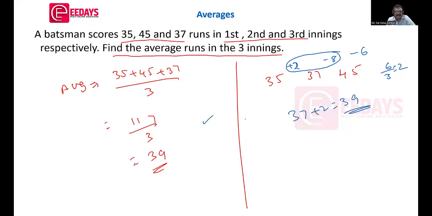The first one is simple, the second one is also simple. But suppose the numbers are complicated, suppose 67, 89 and 78. These types of numbers, better to go through this method. Just write all the numbers in ascending order and take the differences. This is plus 2 minus 8, or minus 2 plus 8, whatever it is, the difference is equal to 6. That 6 on 3 numbers, so 6 by 3 equal to 2. So just add 2 to that number. So that is equal to 39, which is the required answer.